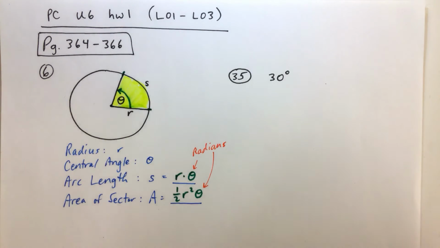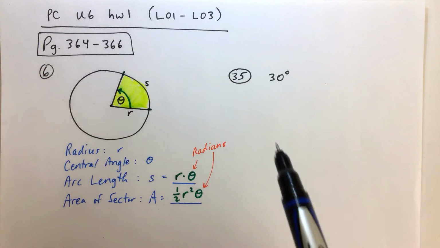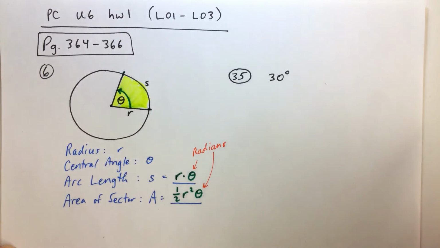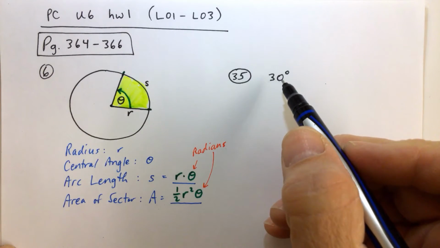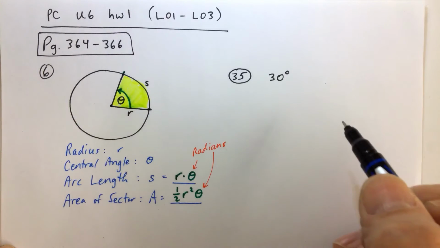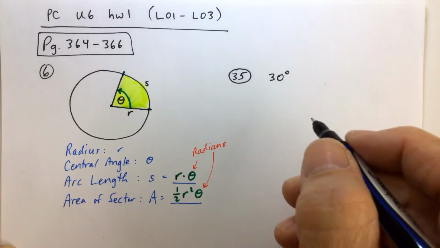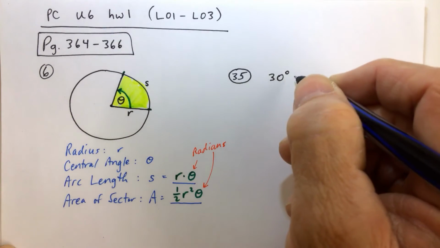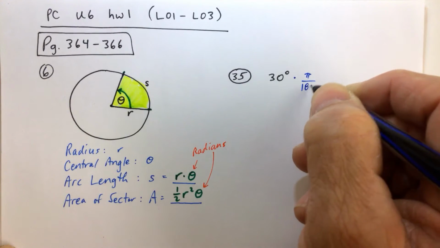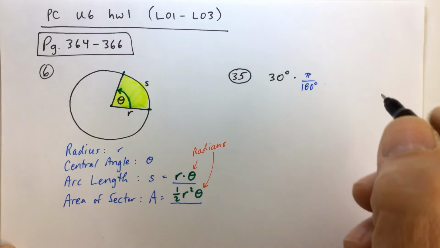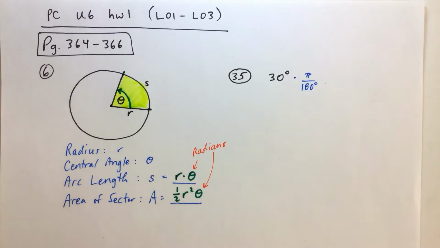In problems 35 through 45, 46, we're supposed to take the angles that were given and convert these angles to radian measure. You can see that this angle here, 30 degrees, is given in degrees, and we have to convert that to radians. If we take 30 degrees and multiply that by pi over 180, we get an easy conversion: pi over 180 degrees, that's radians.